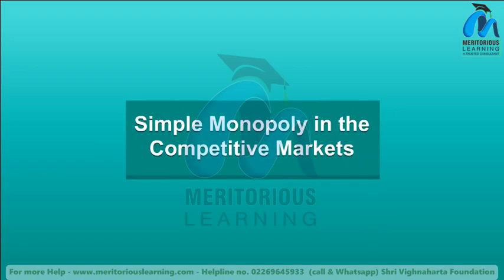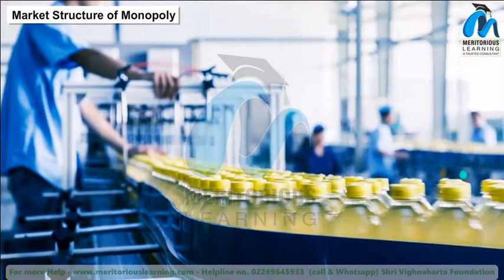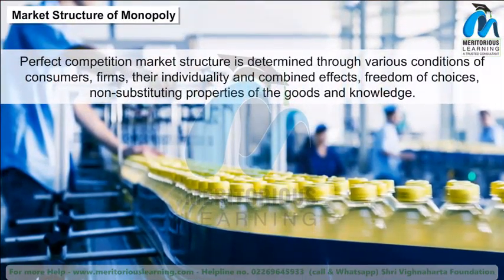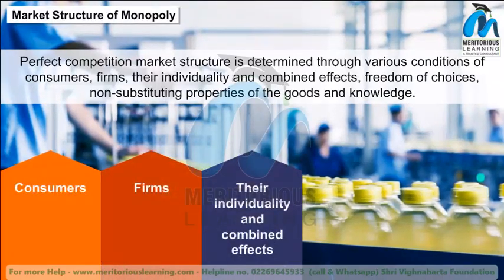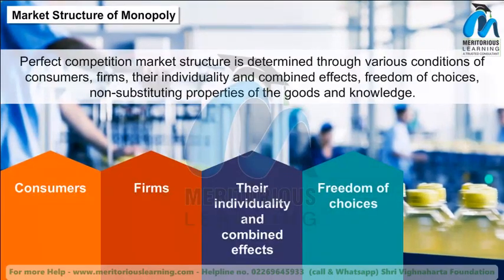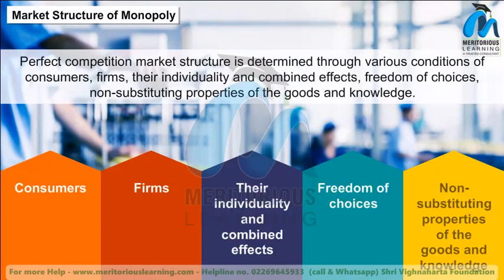Simple monopoly in the competitive markets. Market structure of monopoly. Perfect competition market structure is determined through various conditions of consumers, firms, their individuality, and combined effects. Freedom of choices. Non-substituting properties of the goods and knowledge.